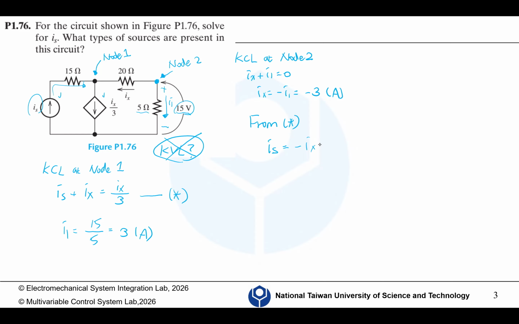Then we focus on mesh 2. I want to use a different color. Here we just focus on this mesh. Here is positive negative. The voltage across this is 10 times, but now we calculate from the point of view of I2, so it should be I2 minus I1. And this is positive negative. This is 12.